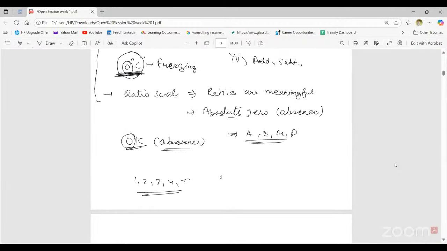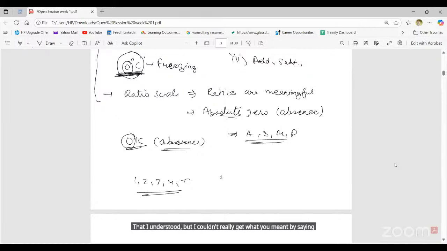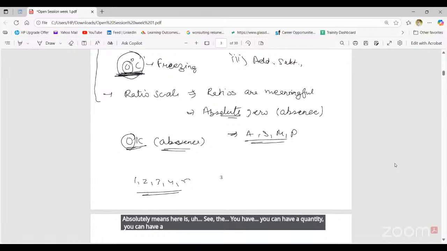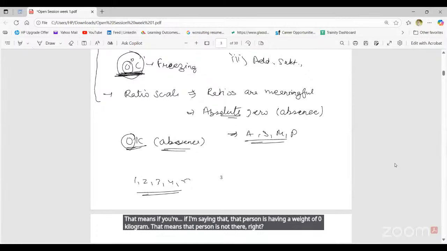Well, initially you mentioned that the ratios between, let's say, two data should have something meaningful. That I understood, but I couldn't really get what you meant by absence of absolute zero. Absolute zero means, you can have a quantity, you can have a number as zero as well, right? So that zero means that nothing is there. Absence means if I'm saying that person is having a weight of 0 kilogram, that means that person is not there, right? Okay. Yeah, that is what.